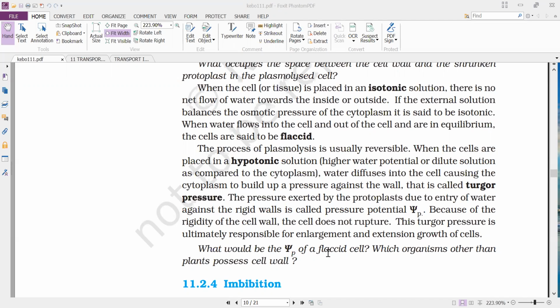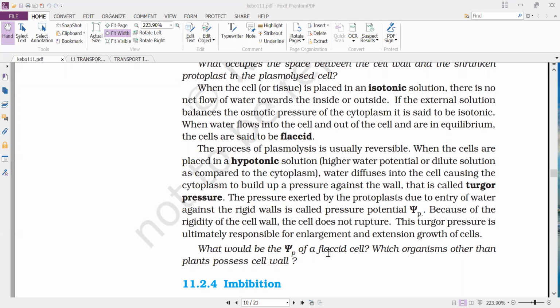So the flaccid cells which are placed in an isotonic solution do not exert any turgor pressure, or do not develop pressure potential.